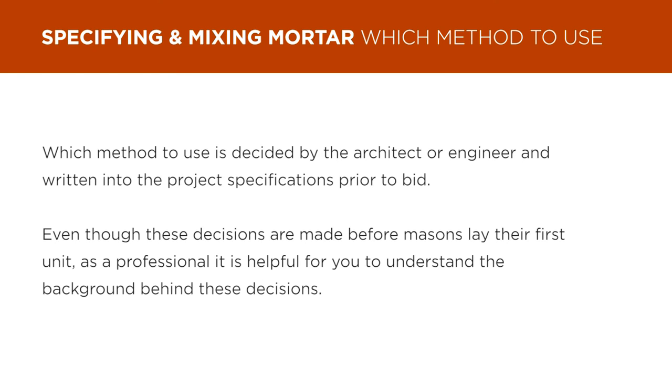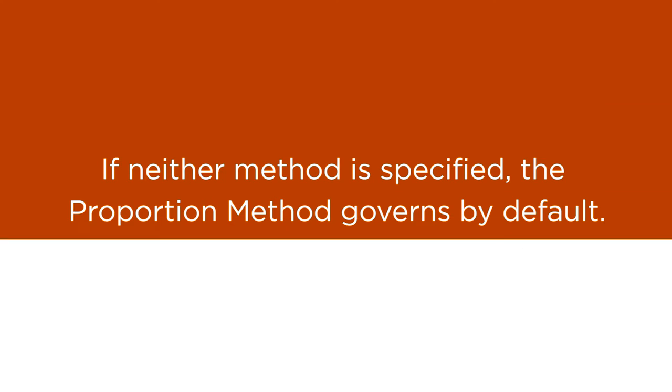ASTM provides the architects, engineers, and masons two methods of specifying a mix in mortar. One is called the proportion method, the other method is the property method. Which method to use is decided by the architect or engineer and written into the project specifications prior to bid. Even though these decisions are made before the masons lay their first unit, as a professional, it is helpful for you to understand the background behind these decisions.